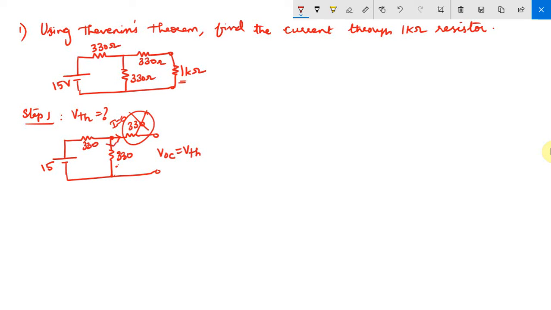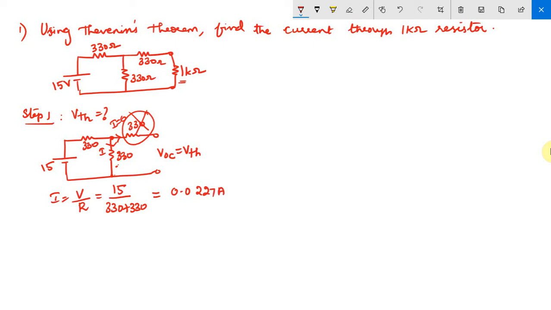For that use Ohm's law. I equals V divided by R. Here V is 15, and R is 330 plus 330, because both are in series, and the current flowing through both resistors is the same. So 330 plus 330, what is the current now? It's 0.0227 ampere.